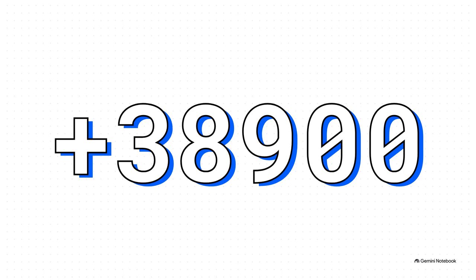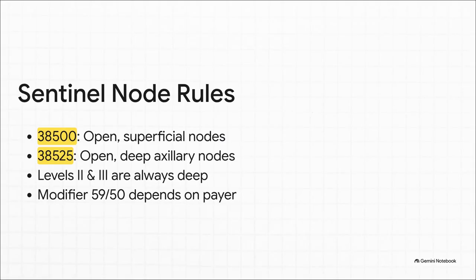38900 can never, ever be billed alone. It must be strictly paired with a specific, approved parent code. If you try to bill this without a parent code, like 19301 for the lumpectomy, or maybe 38525 for a deep node excision, your claim is going to be instantly denied. Zero exceptions.